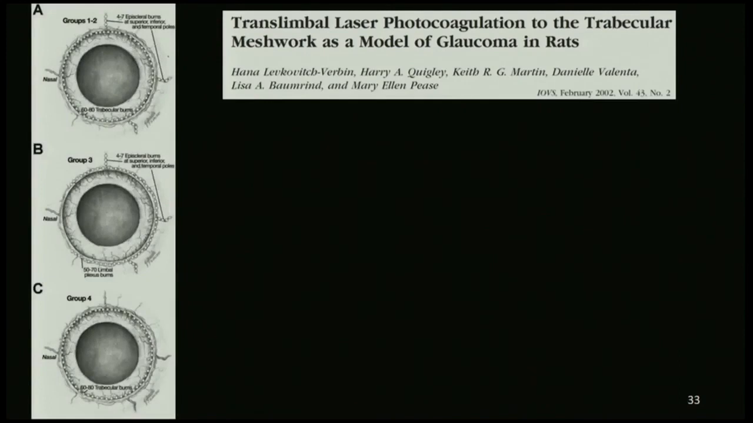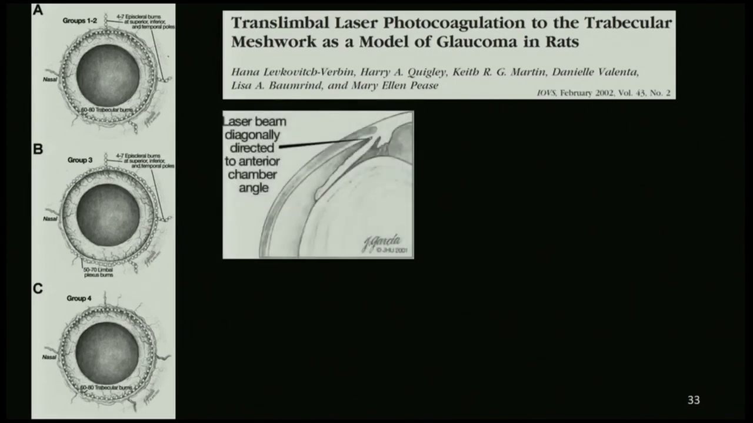And their setup, they did multiple exposures to laser, and they had sort of three major groups. The first or second group got 360-degree trabecular meshwork laser with the majority of episcleral veins also being lasered. The second group got most of the TM laser, but they left an area untreated. And then the fourth group just had the trabecular meshwork lasered without episcleral vein lasering.